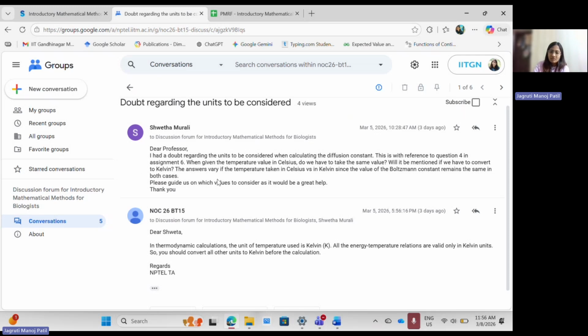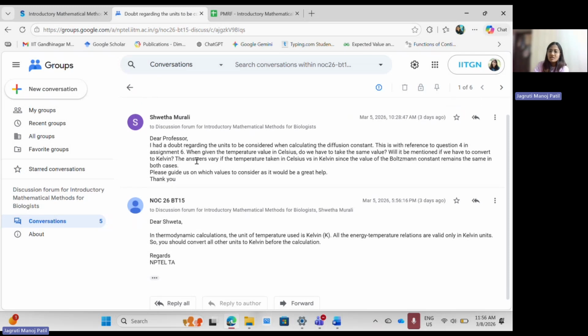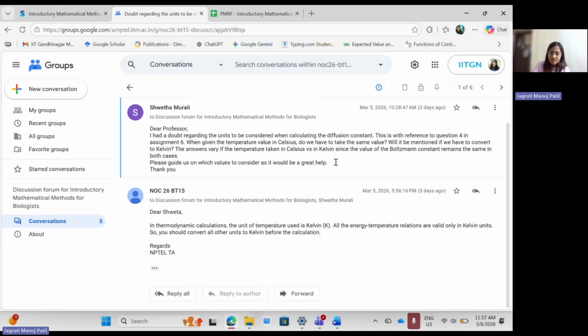If we have to convert to Kelvin, answers will vary, since the Boltzmann constant remains the same in both cases. So I do know that the value for the Boltzmann constant with respect to the units that we have, the 4.21, is with respect to Kelvin only. So you always will need to convert. Please guide us on this.